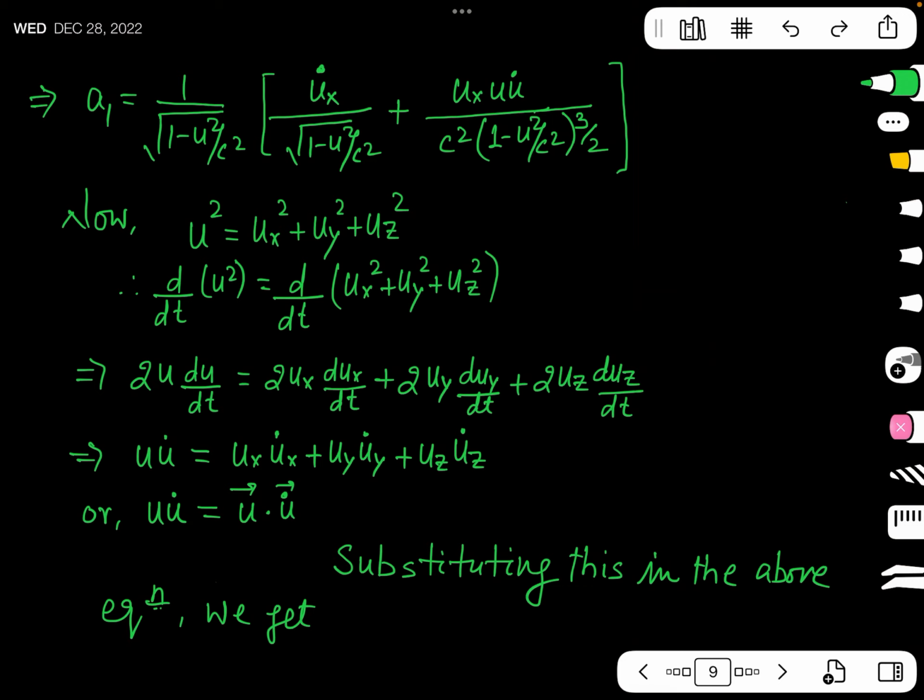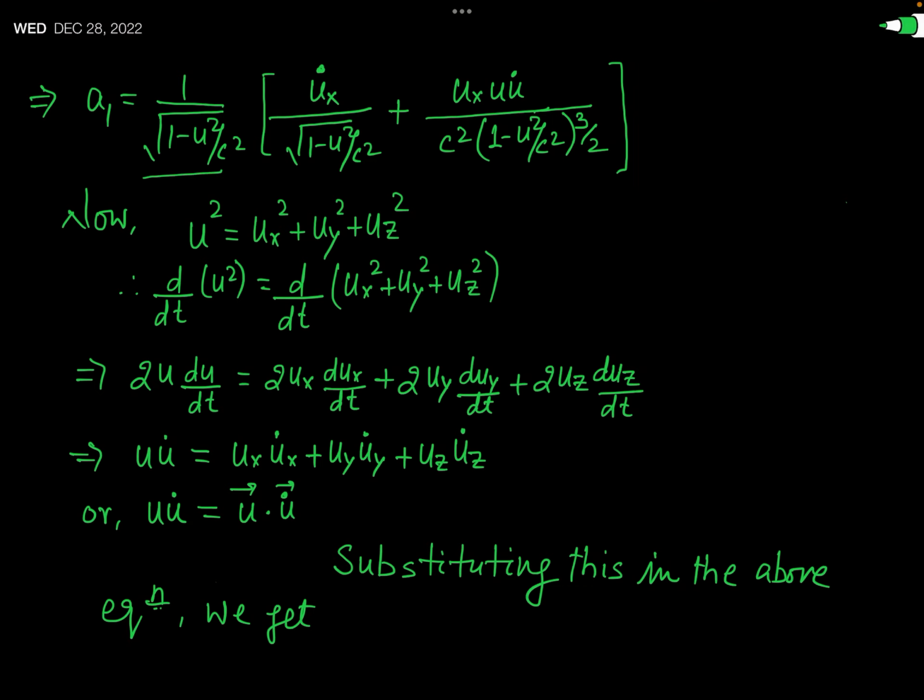This a1 is equal to 1 over root over 1 minus u square by c square times ux dot over this much. This is the first term, and the second term is ux times u into u dot, as you have just seen, divided by c square times 1 minus u square by c square to the power 3 by 2. Okay, so in this way you have obtained a1, but our aim is again to change this quantity u times u dot. What is this u times u dot?